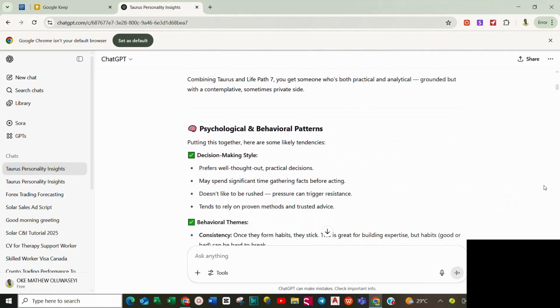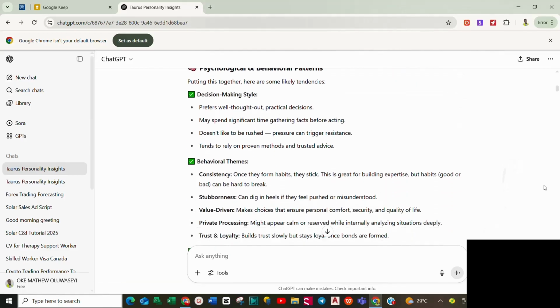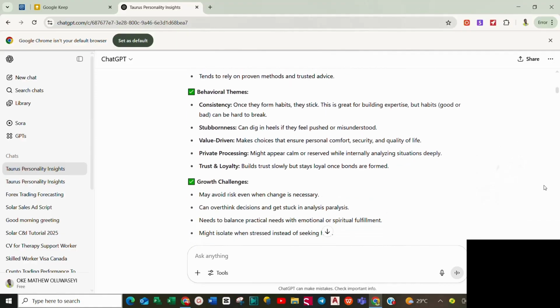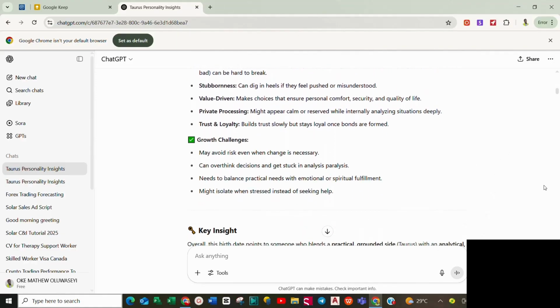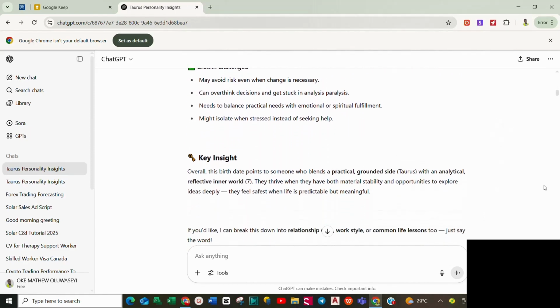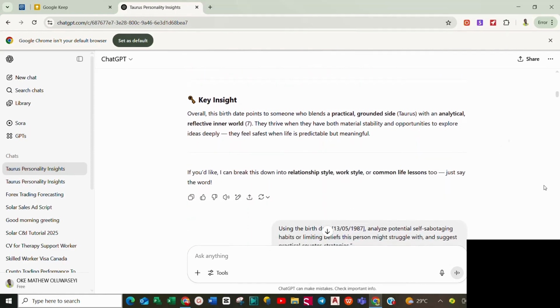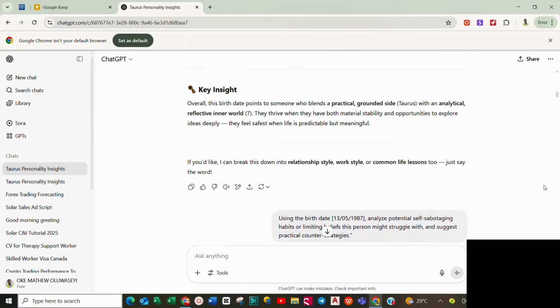Then when you talk about their psychological behaviors and behavior pattern, it will give you all it needs, like the decision making style, the behavior, the growth challenge, and the key insights about them, which is that the birthday points to someone who blends a practical and grounded side.